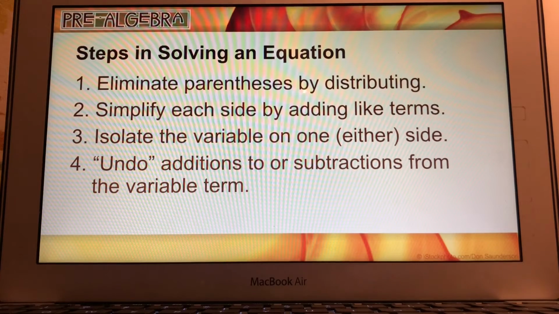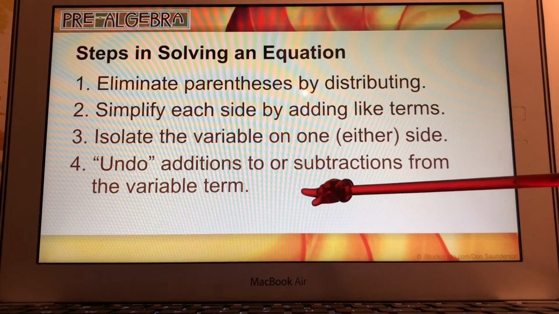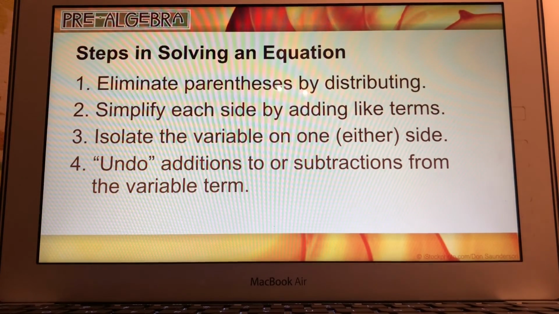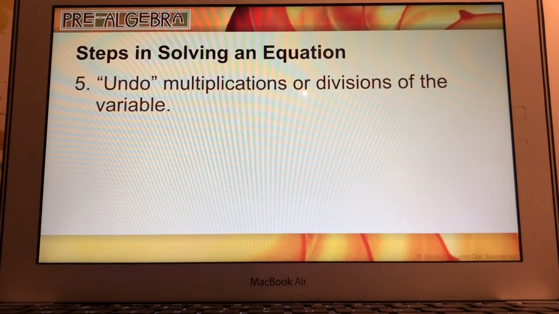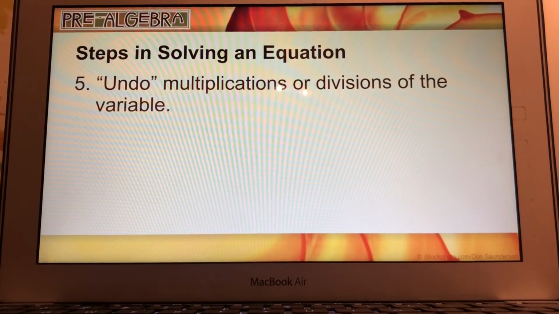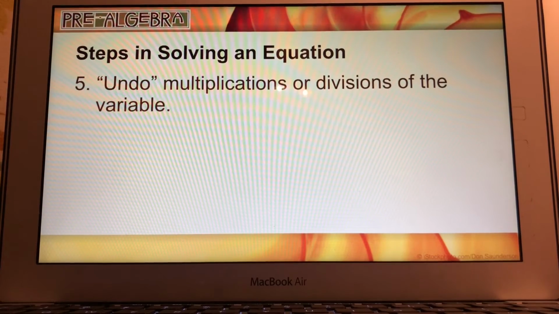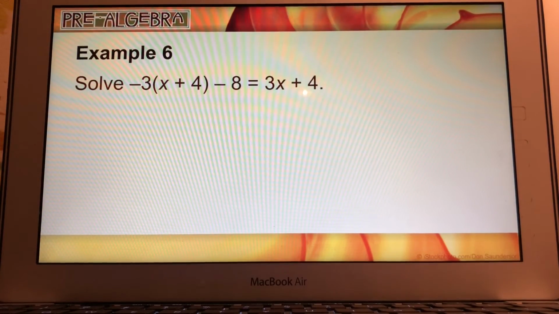Then undo additions or subtractions from the variable term. In other words, just simplify, you add or subtract your terms, and then you'll be able to solve for your variable. Undo the multiplications or divisions of the variable. Now you multiply or divide with whatever you need, whatever terms you have. Okay, so let's take a look here.